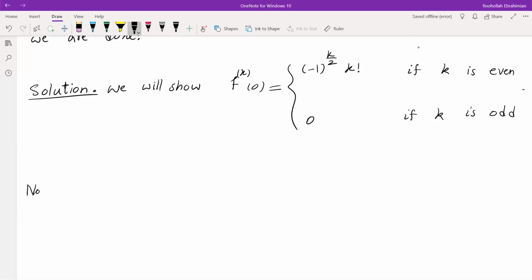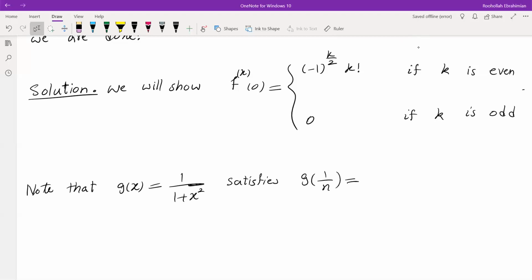So note that g of x equals 1 over 1 plus x squared satisfies g of 1 over n. You don't have to explain where you got the g of x from. They don't care what process you had in mind and ended up with that formula. It doesn't matter. I'll just make sure that my logic is correct and that everything is explained well, but you don't have to explain anything about how you got your solution.